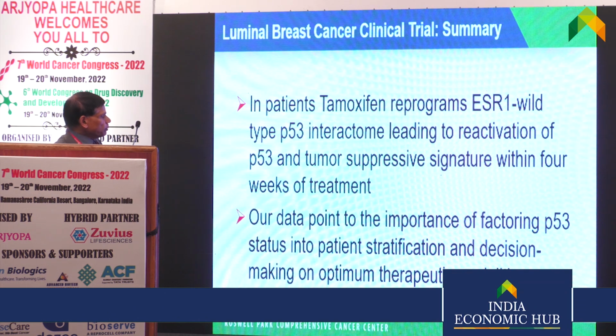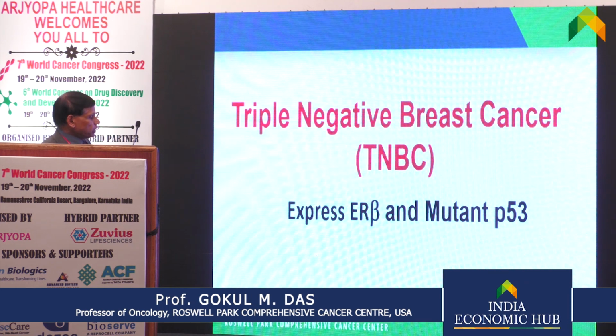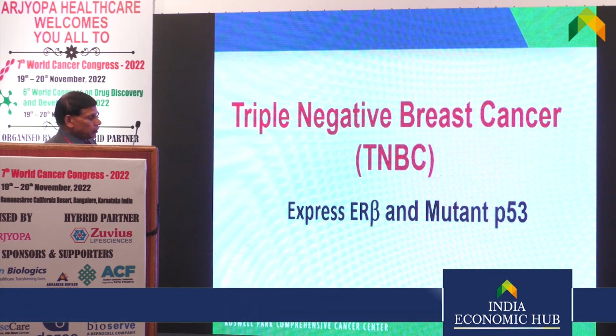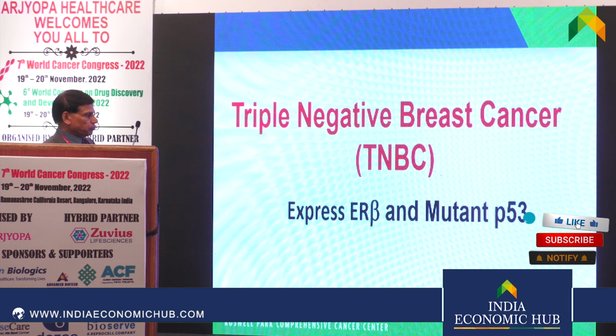Now, we have shown in a prospective window of opportunity trial that whatever I showed you indeed happens in patients. I would not have the time to go into that because the main focus of today's talk is triple negative breast cancer, where estrogen receptor alpha is not expressed. Whereas it expresses estrogen receptor beta, and instead of wild type, as I showed you in my second slide, 80% of them express mutant P53.